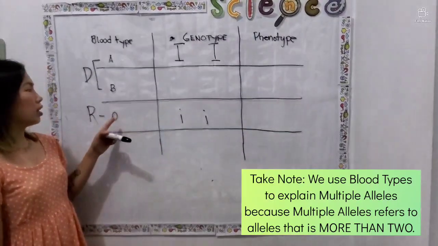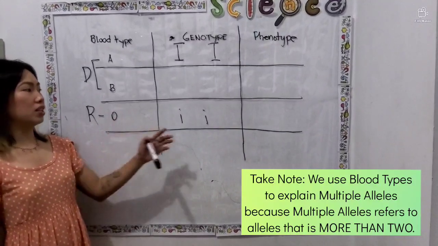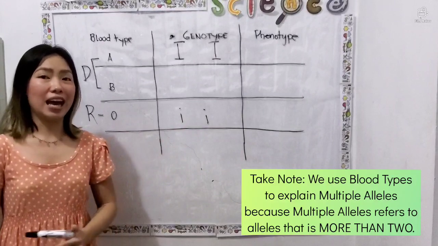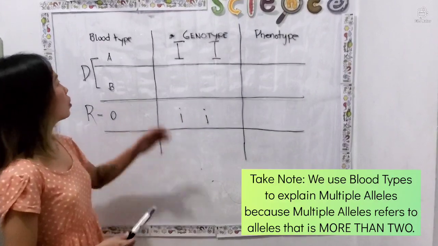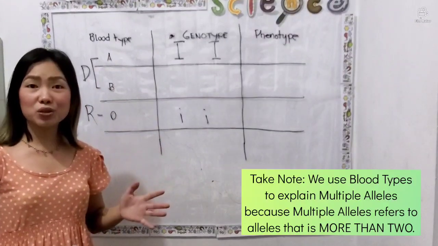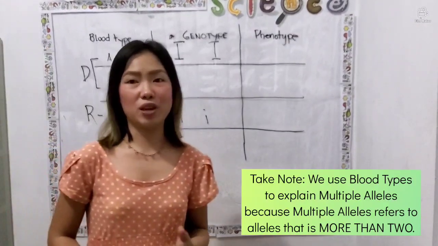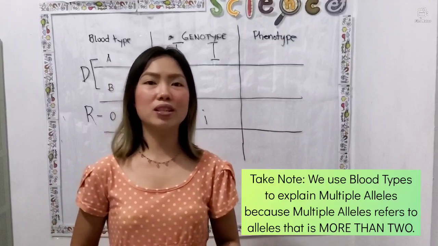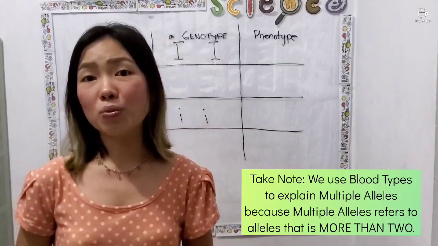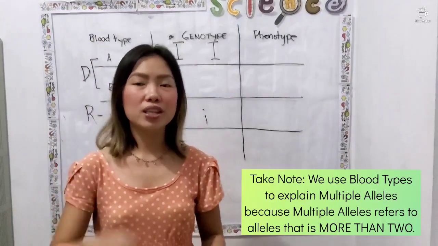Then, our recessive is the small letter I. Now, on blood type A, meron tayong homozygous ulit at heterozygous. Since bumabalik ulit si dominant at si recessive, so meron ulit tayong genotypic na homozygous and heterozygous.